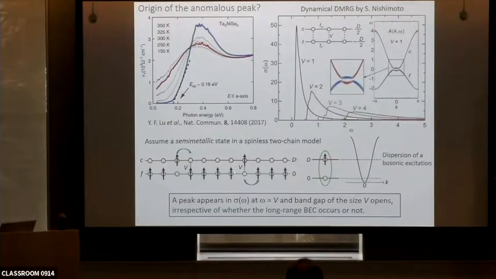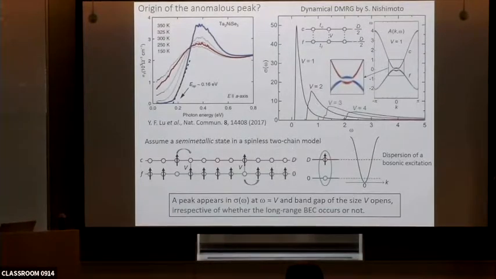Also the hole hops from here to here, so that the energy increases by V. This is the simplest understanding of the origin of the peak. Also we have the electron repulsive interaction, that means an electron-hole attractive interaction, so that we have a band gap here. At least in the strong coupling regime, we have the peak in sigma of omega at V, and a band gap of size V opens.